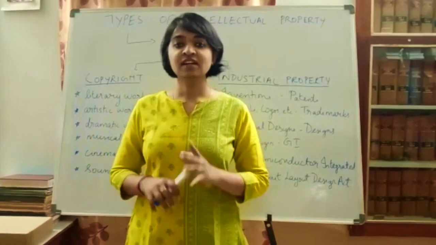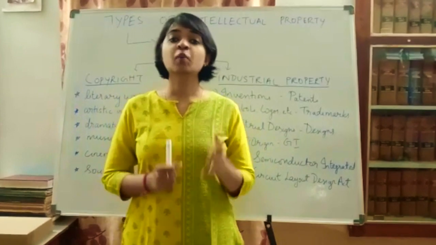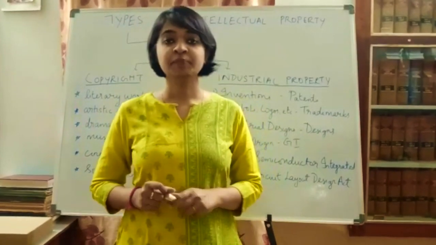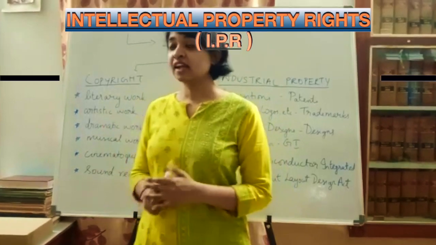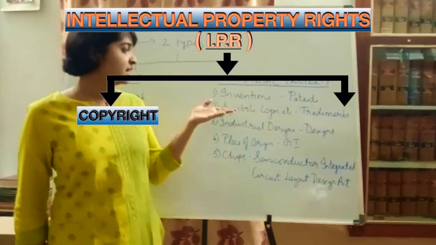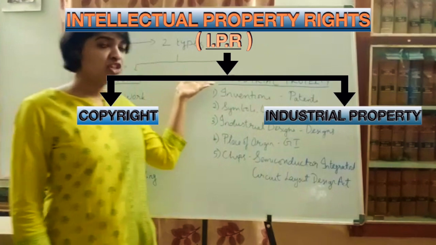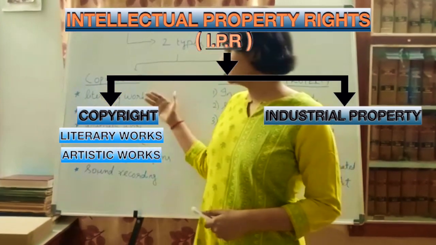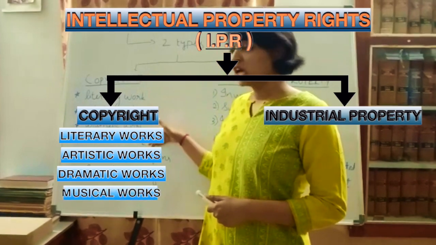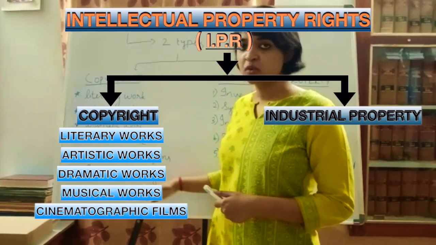So we will complete our class as of now. So let's have a quick summary as to what we learned today. So in this class we studied what is the meaning of IPR, and there are 2 types of IPR, basically copyright and industrial property. So under copyright we found that there is literary works, artistic work, dramatic work, musical work, cinematographic films and sound recording.